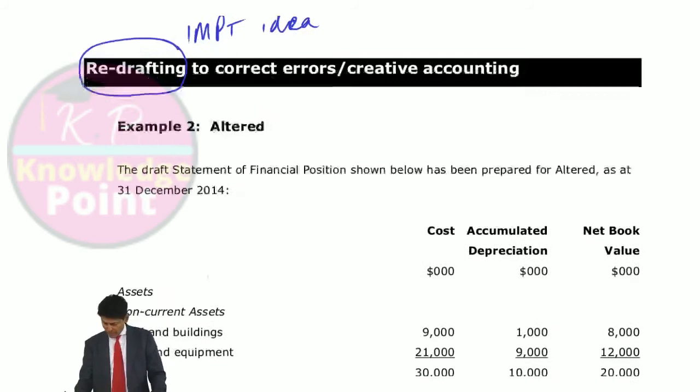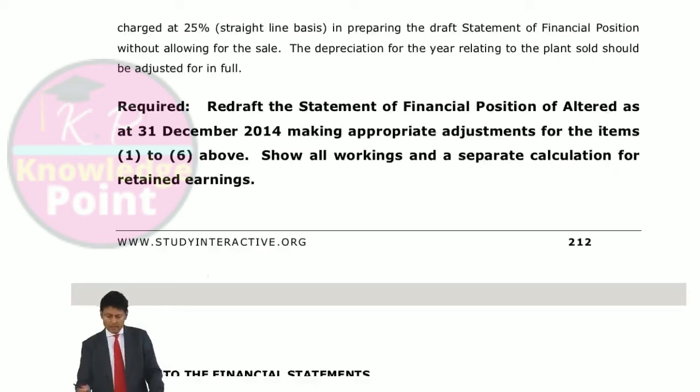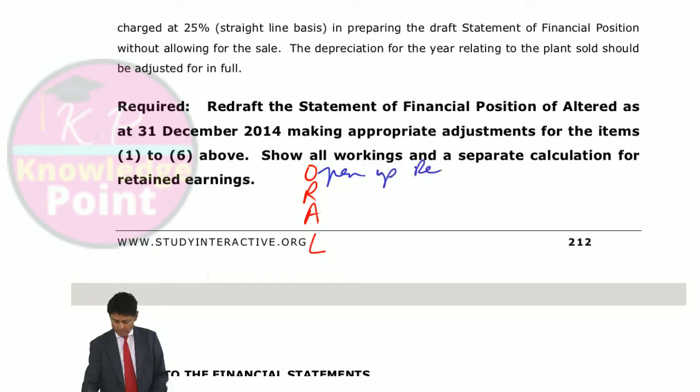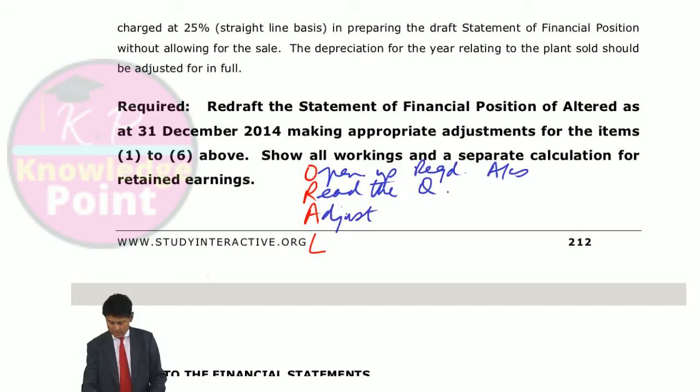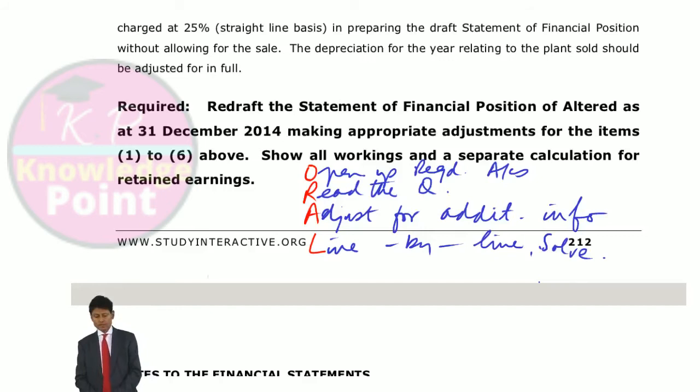So how do we do a question like this? If I go to the end of the second page, like we did the other day with the question called Interceptor, we use what's known as the oral method. In other words, you open up your required accounts, you then read the question. You then adjust for additional information, and then line by line, solve. Okay, so the oral technique.